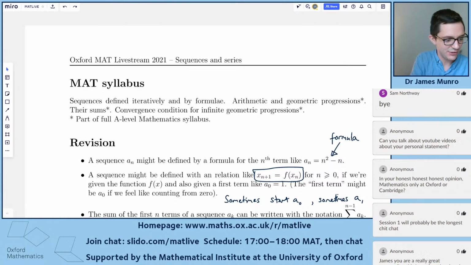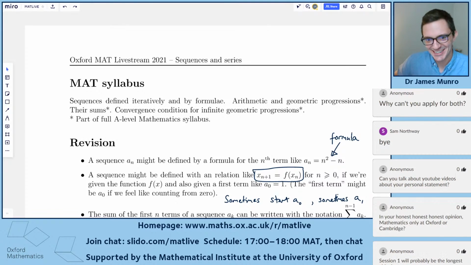Good, yes. And you can't apply for both because it's loads of admin work for both Oxford and Cambridge to do all of these maths tests and interviews. I think that's the reason you can't apply for both.